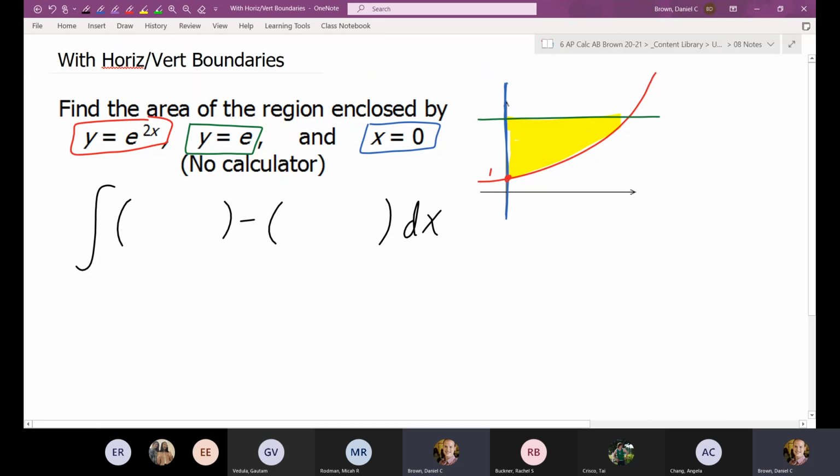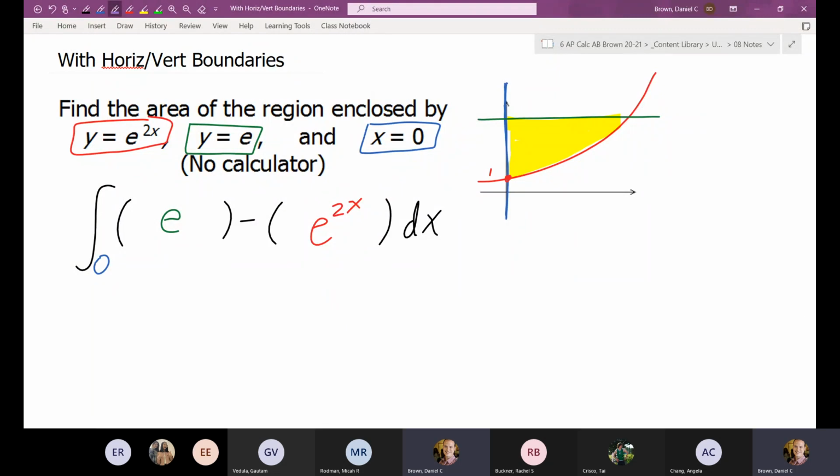So let's go ahead and fill it in. What is the top function of that region? Y is equal to e. So it looks weird, but e, that is the top function. What is the bottom function of that region? Y equals e to the 2x. And again, that is the bottom the entire time you're looking at that region. And then you're like, well, x equals 0 is also a boundary, but where does that 0 end up showing up? On that integral sign, right? Where does that area start at? It starts at 0.